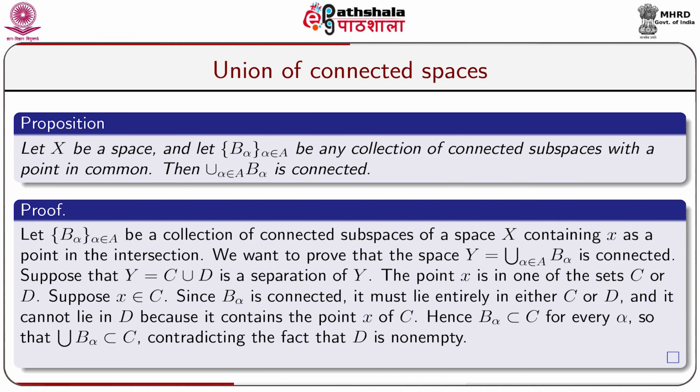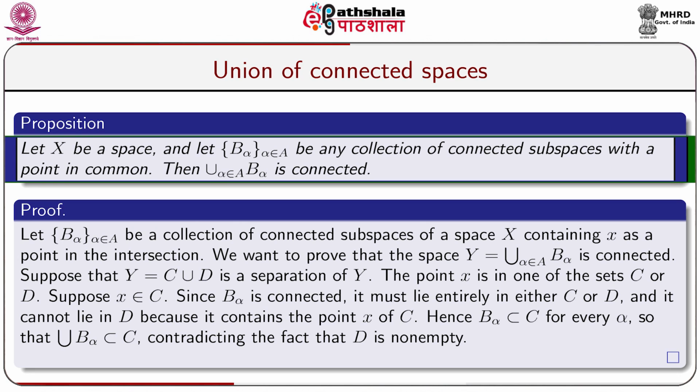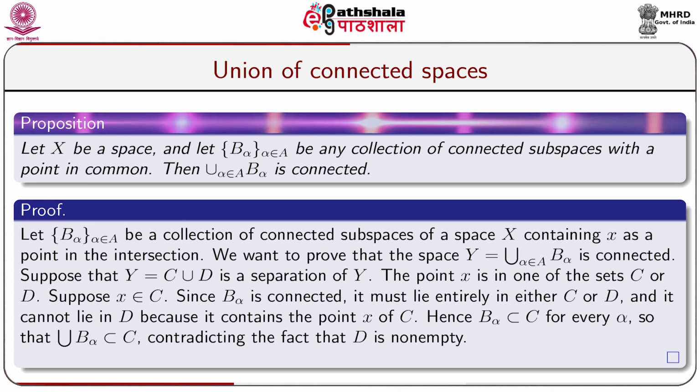The following result will be extremely helpful to prove that a product of connected spaces is connected. So, proposition: let X be a topological space and B alpha be any collection of connected subspaces with at least one point in common, then the union of B alpha is connected.